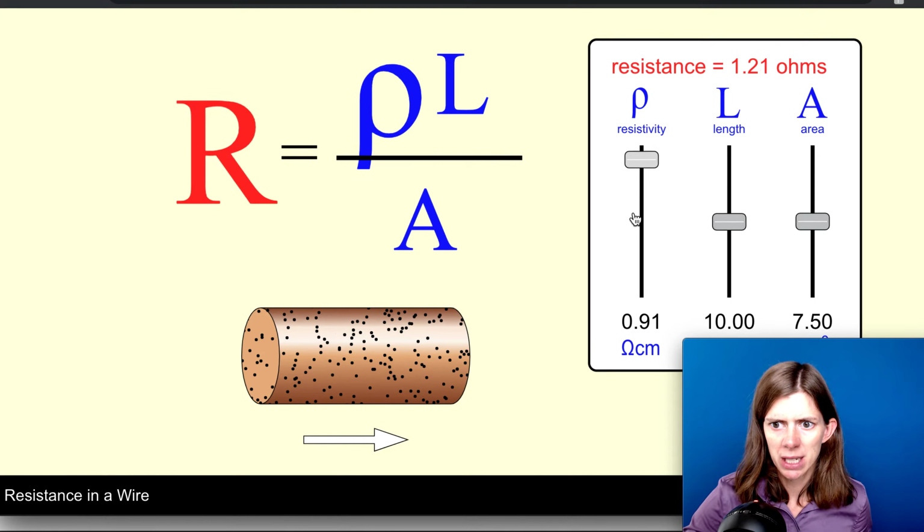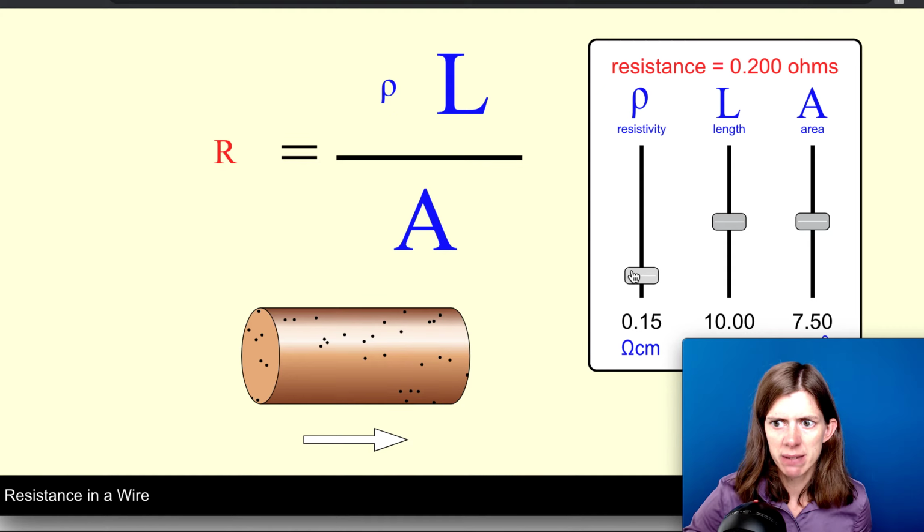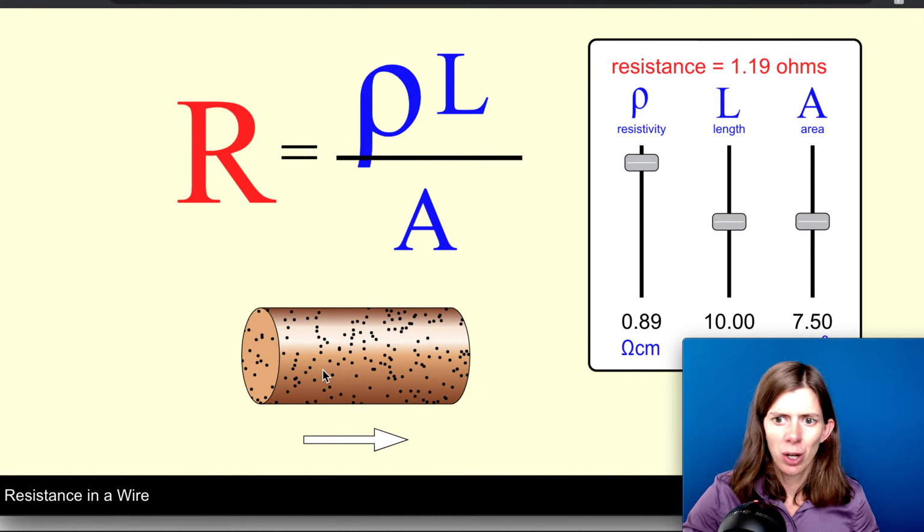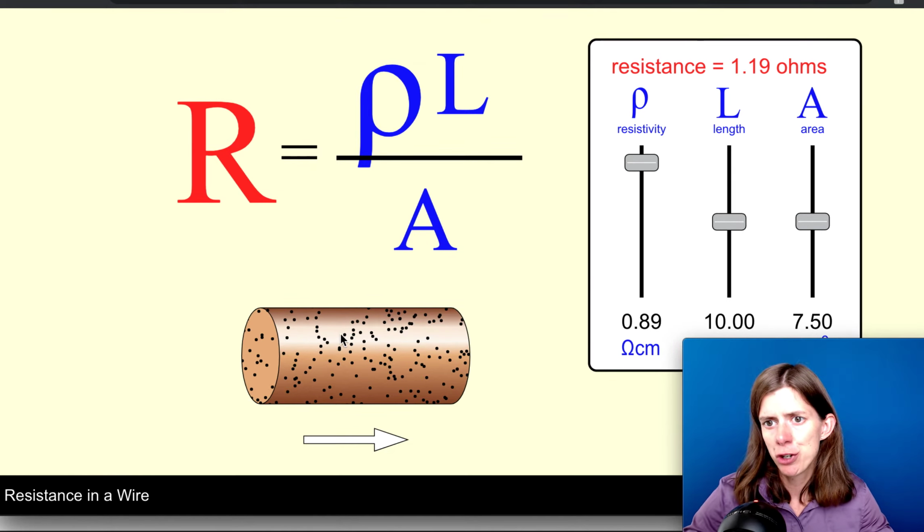What you also see in the picture is that as I decrease the resistivity, there are fewer little points in this resistor. As I increase the resistivity, there are more points. So the points here indicate the impurities in the material that determine the resistivity and resistance. When there are a whole bunch more impurities, there's going to be more resistance. They're going to impede the flow of the charges that are trying to go through.